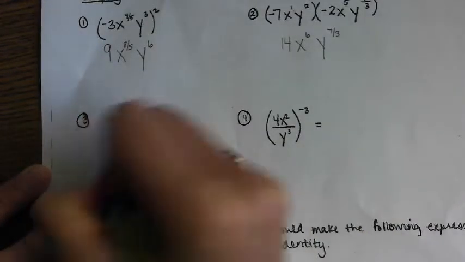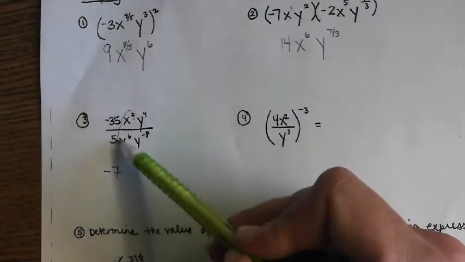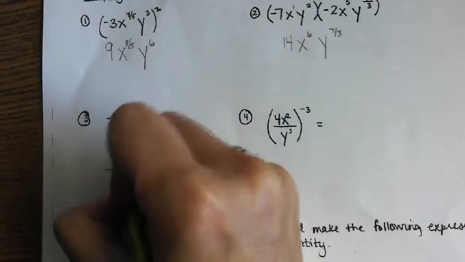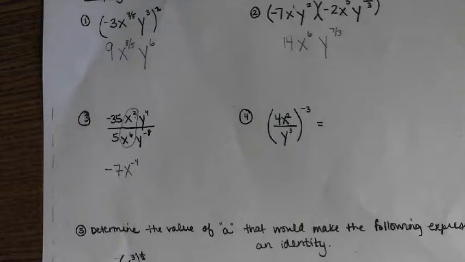-7. And then when you do your common base division here, we're supposed to be subtracting those exponents. It's always the top minus the bottom. So what is 2 minus 6? -4. That's not something we're going to be able to leave there, but for step 1, we're good.